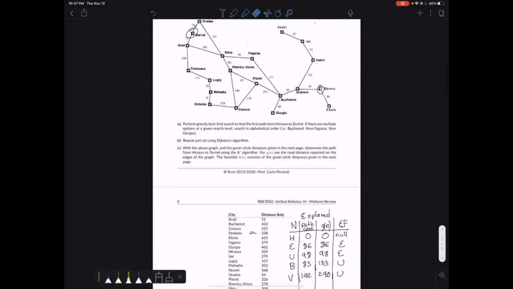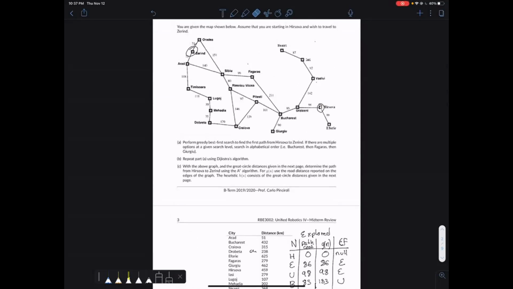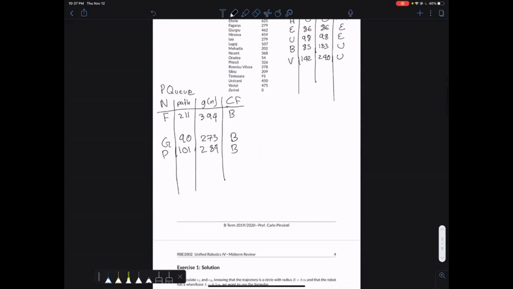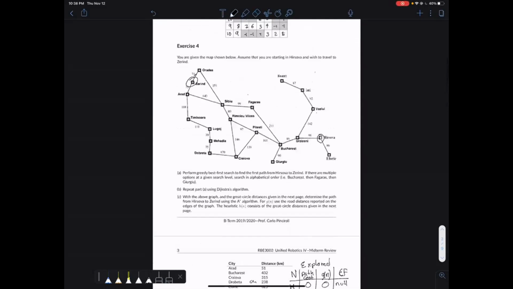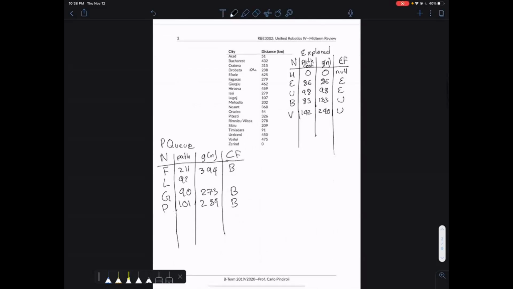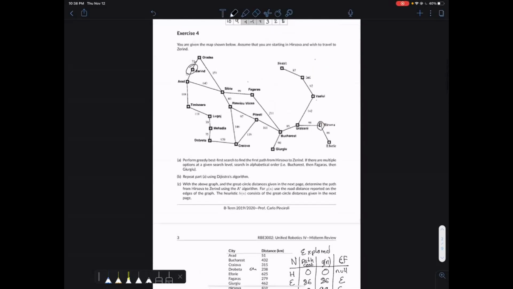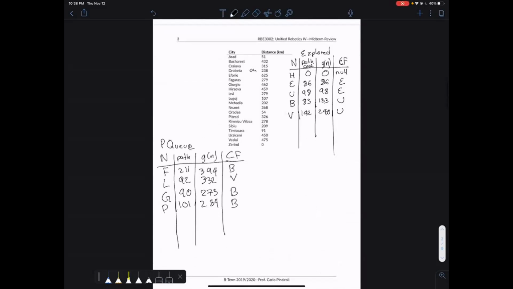All right. So node V. Node V has one neighbor. It is Lussie. So we have L. Node L has a path cost of 92. Its G of N is going to be 92 plus 240, which should be 332, plus it came from node V. All right, that's its only neighbor. Go back into the algorithm.